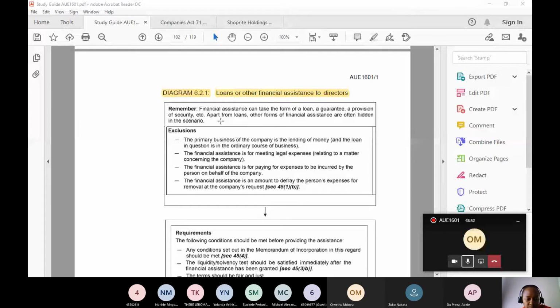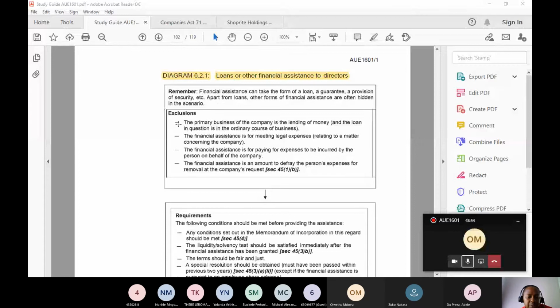But what is excluded? The primary business of the company is the lending of money, and the loan in question is in the ordinary course of business, for example, a bank, where the interest rate or the conditions would apply to any ordinary person, that is excluded. So if you are a director of a bank and its main business is to lend money and you want to use that money to buy the issued shares or shares to be issued, that is excluded. It does not fall within the ambit of this section.